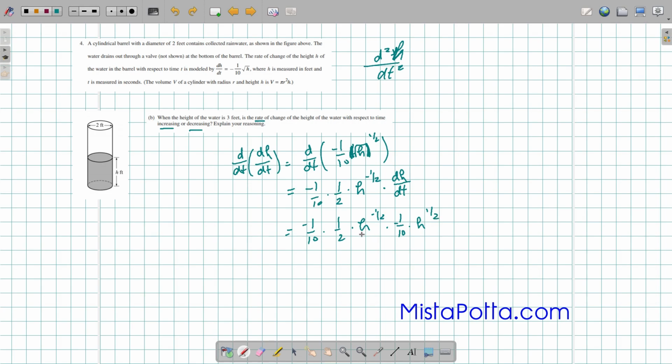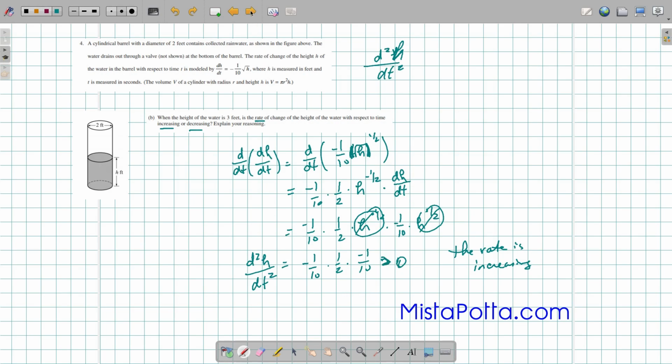And what's really nice about this is that this part and this part eliminate each other. And so I'm left with negative 1/10 times 1/2 times negative 1/10. And that is positive. So the rate is increasing. And it's always increasing because the second derivative, my d squared h over dt squared, is always positive.